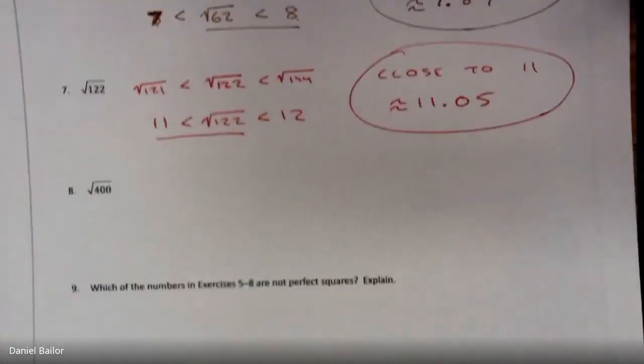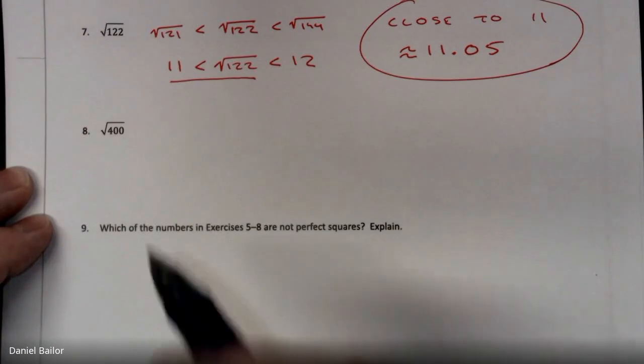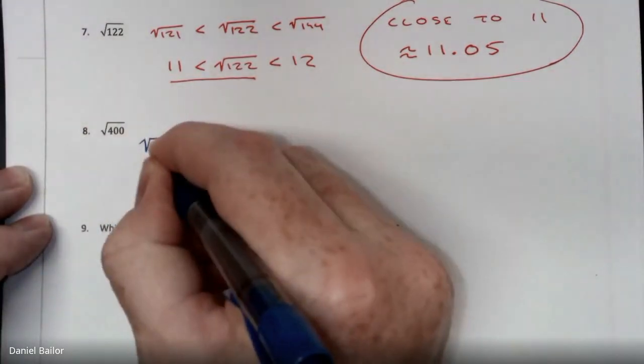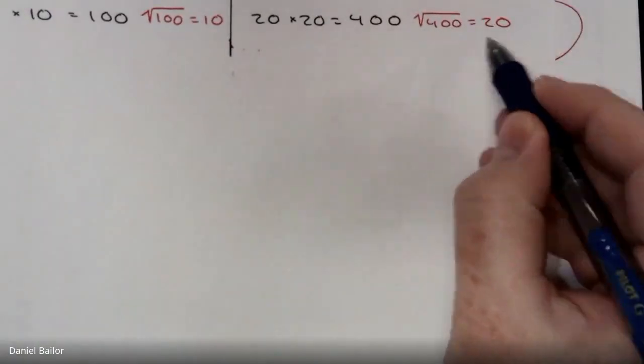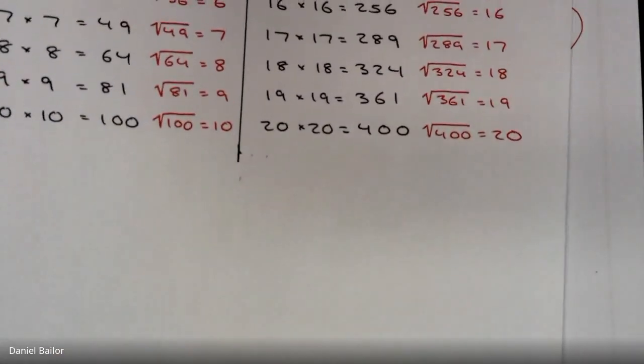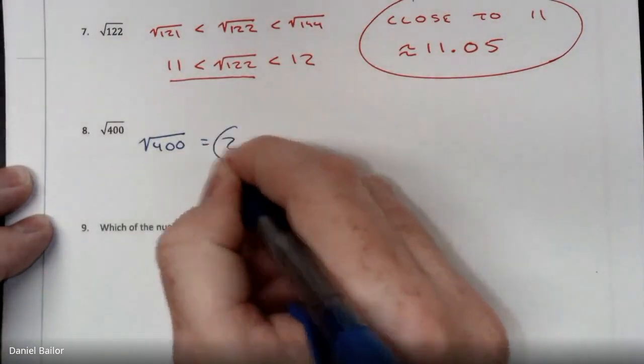Exercise 8, square root of 400. Well, using the chart that I gave you, and this is one of the reasons I gave you the chart, you can see that the square root of 400 is 20 exactly. So that just equals 20. Done with that one.